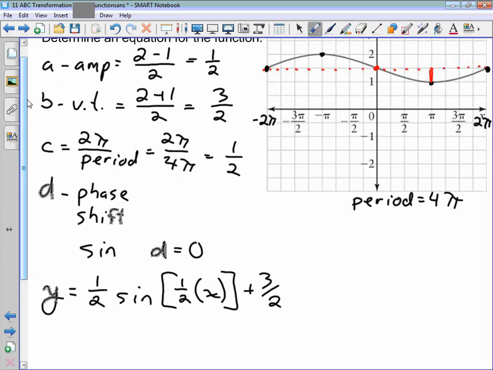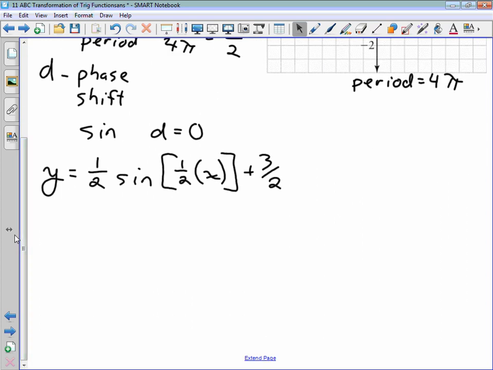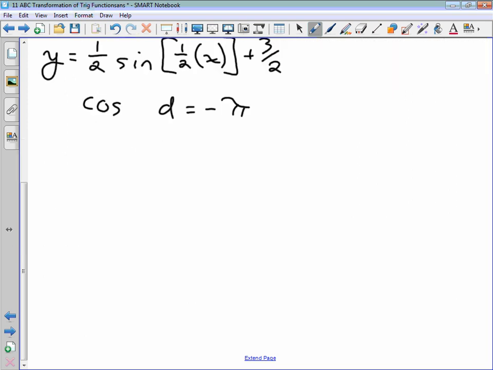Now if we really needed to model this as a cosine function, what we could see is that for a cosine function, we expect it to start at its maximum. So where's this maximum point? It is right here. So the maximum has been shifted from the 0 point this way by how much? Well, by pi. So a shift of pi to the left would suggest that our phase shift is -pi. So if we use a cosine function, our d value is -pi because it's been shifted to the left.